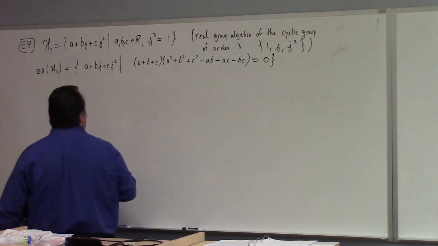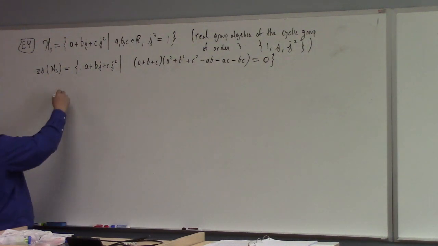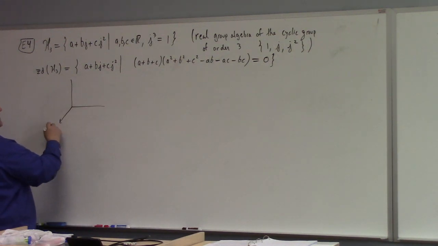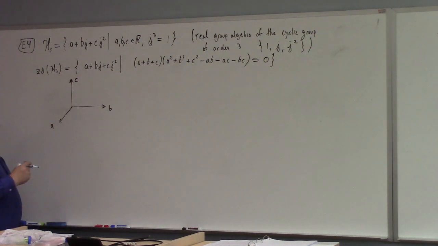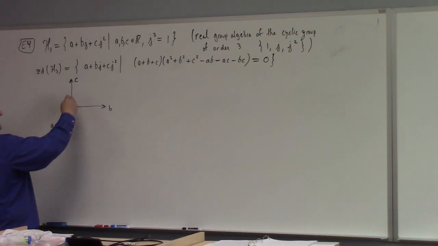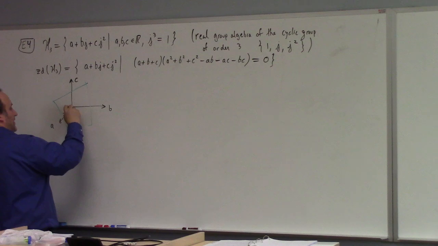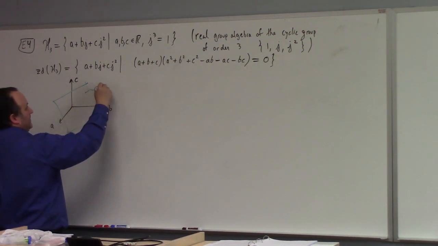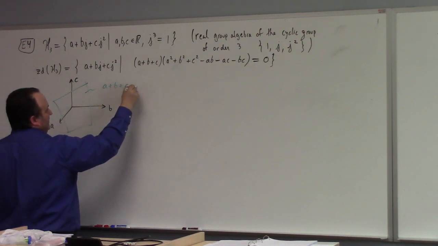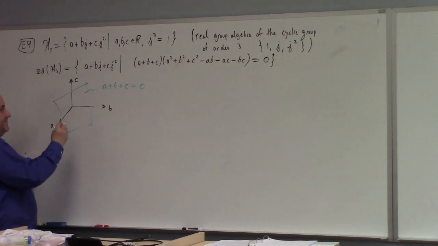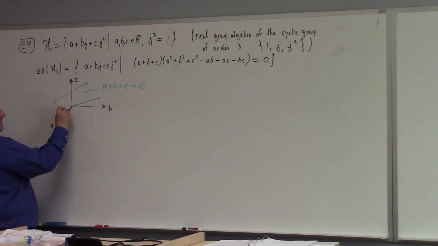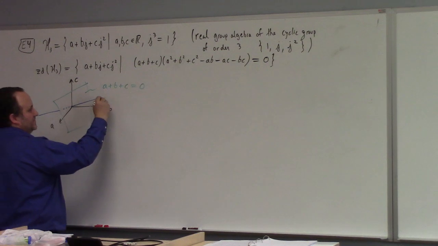So I can explain geometrically what's going on here. It turns out that the zero divisors of H3, if we think about this as the a-axis and this is the b-axis and this is the c-axis, the way it works, in this case, the zero divisors, there's like a plane of them, right? And that plane is a plus b plus c equals 0. This is a plane of zero divisors. And perpendicular to that plane, you've got the normal line, right? Normal line.